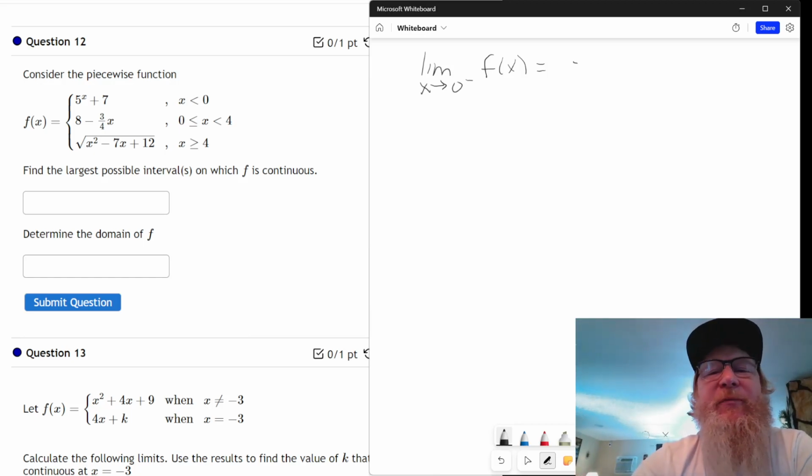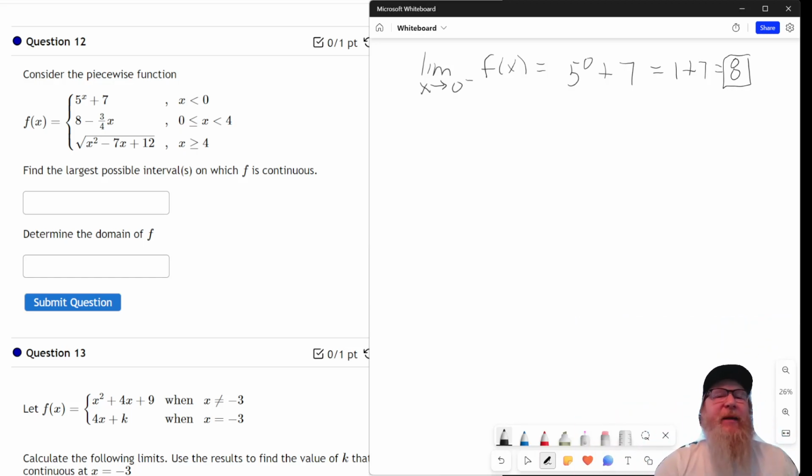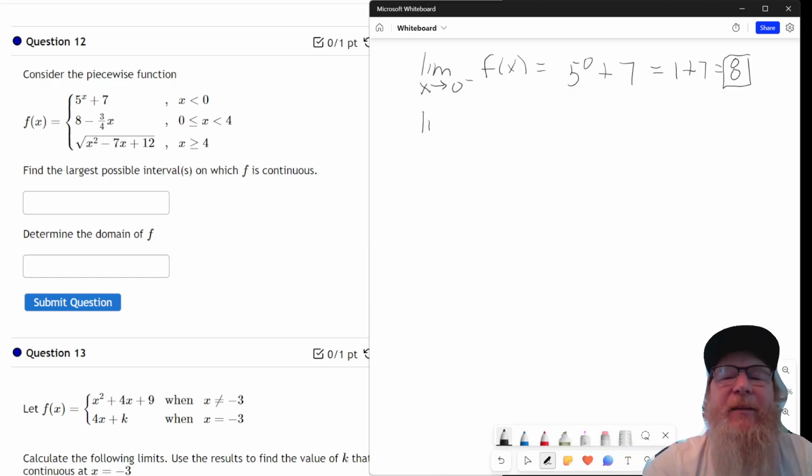So that's going to be 5 to the 0 plus 7, which is equal to 1 plus 7, which is equal to 8. So that's the limit as x approaches 0 from the left. Well, if we want to see if it's continuous, we have to also take the limit as x approaches 0 from the right. And that'll be the second piece.